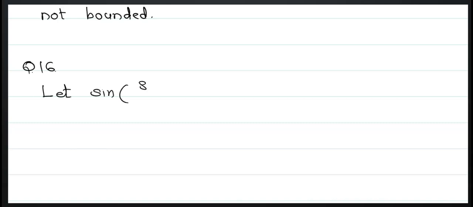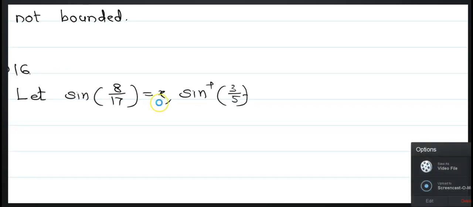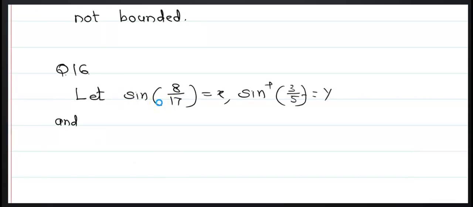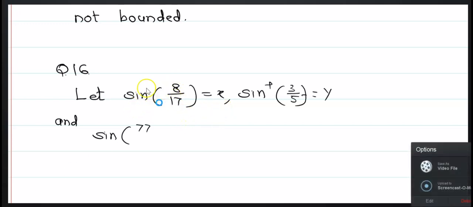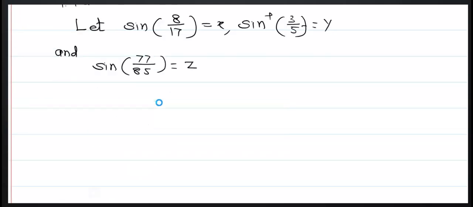Question number 16. Sin inverse of 8 upon 17 is equal to x. Sin inverse of 3 upon 5 is equal to y. I forgot to write the inverse sign here. And the next is sin inverse of 77 upon 85, which is equal to z.